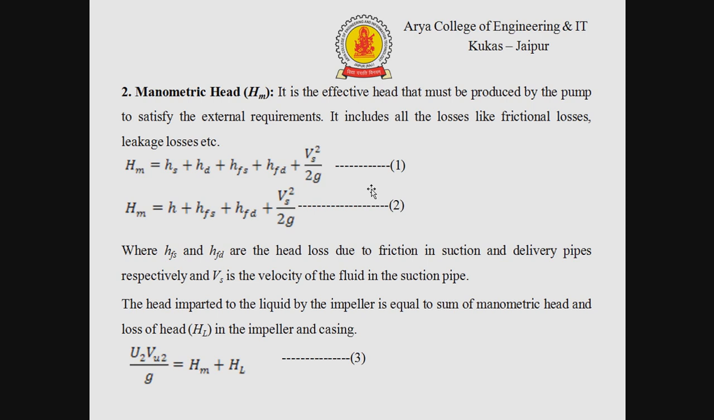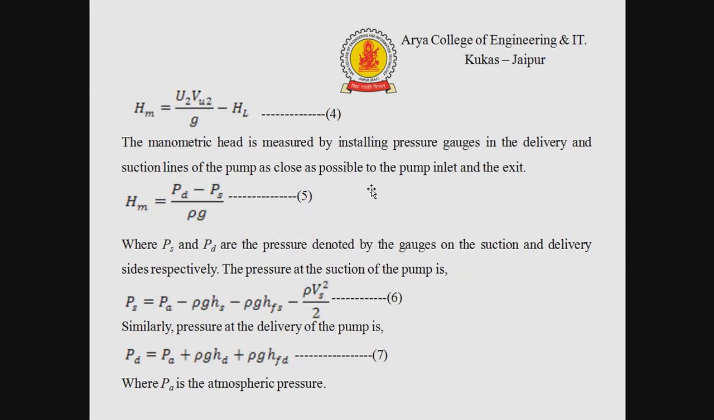The head imparted to the liquid by the impeller is equal to the sum of the manometric head and the loss of head in the impeller and casing, as shown in equation 3. So from equation 3 we can calculate the value of the manometric head, as shown by equation 4. The manometric head is measured by installing pressure gauges in the delivery and suction lines of the pump, as close as possible to the pump inlet and exit, as shown by equation 5, where PS and PD are the pressures denoted by the gauges on the suction and delivery sides respectively.